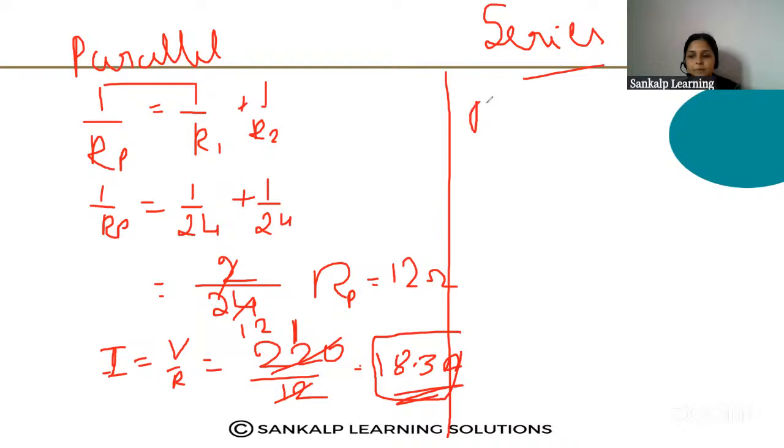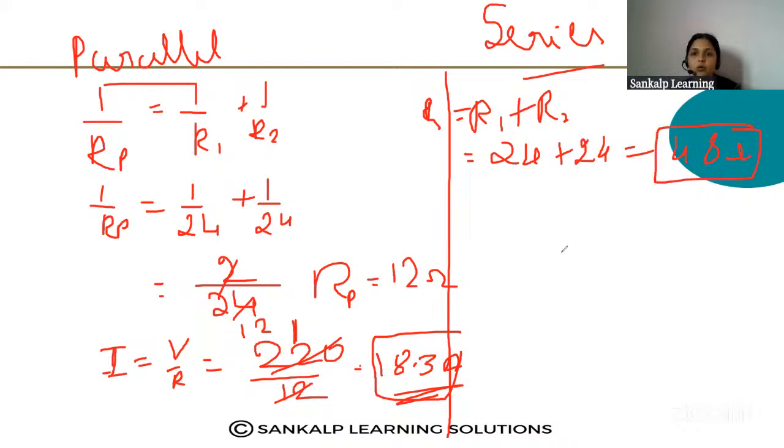When it is connected in series, that is R1 plus R2 plus R3, so you have to apply the formula for Rs. R1 is 24 plus 24, that is equal to 48 ohm. What is the resistance? That is 48 ohm.